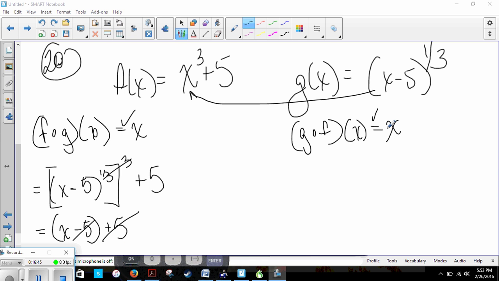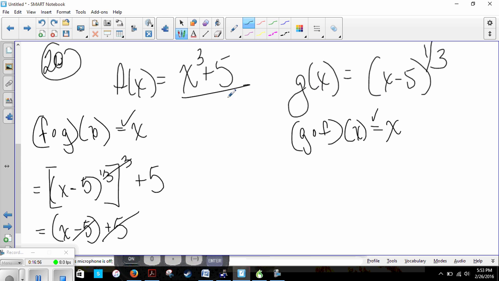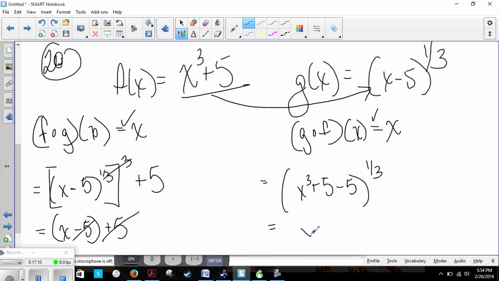All right, let's go the other way. Let's see if g of f of x is going to simplify down to just an x. So everywhere I see an x in my g, I'm going to plug this in. So this side's going to be (x to the third plus 5, then minus 5) to the 1/3. Well, plus 5 and minus 5 is 0. So I have x to the third and then take the 1/3. Remember your power to a power rule. Those will multiply to a 1, right? 3 times 1/3. And you have just an x. And indeed, they both simplify to an x.